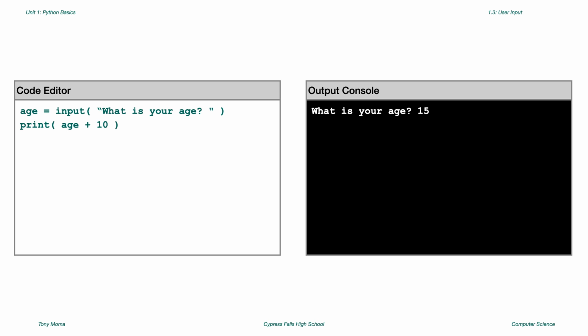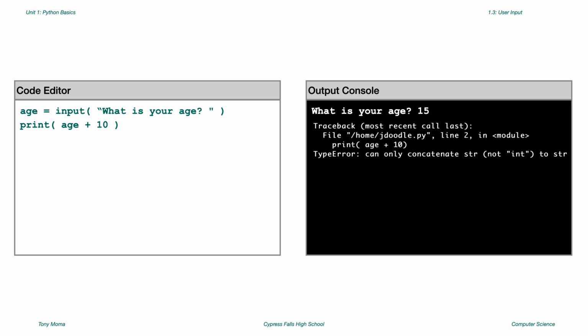15 then gets stored inside the age variable. The Python interpreter then moves on to the second line, but rather than execute it, it instead prints out a long, nasty error message, which in summary is basically telling me that I cannot add a string to an int. Age being the string, 10 being the int. Python does not allow that form of addition. I can add 2 strings together, I can add 2 integers together, but I cannot add a string to an integer. Python will not allow it.